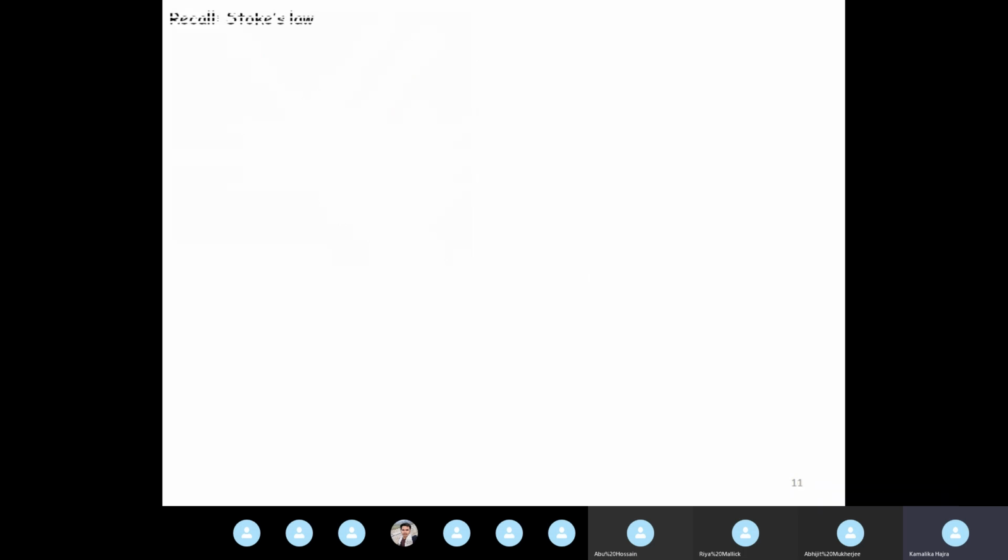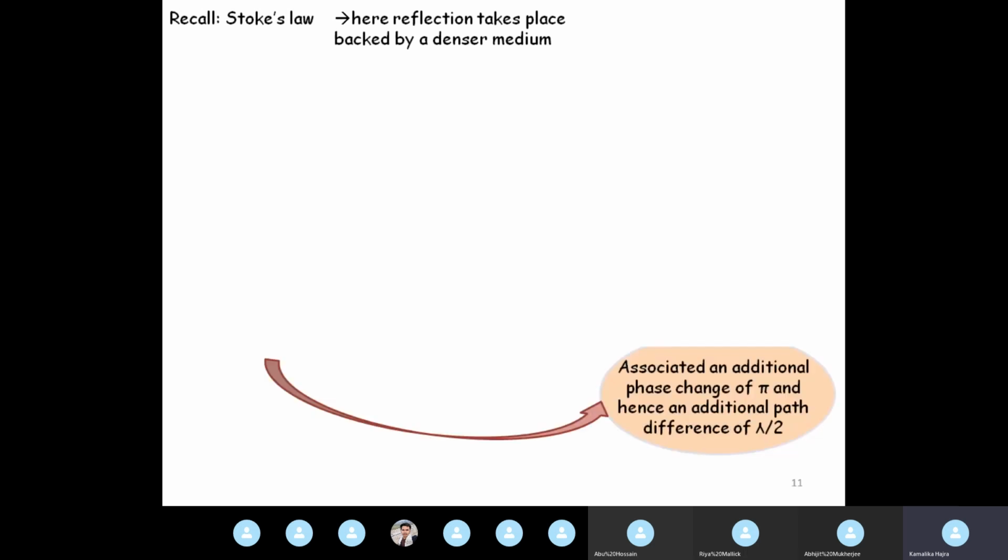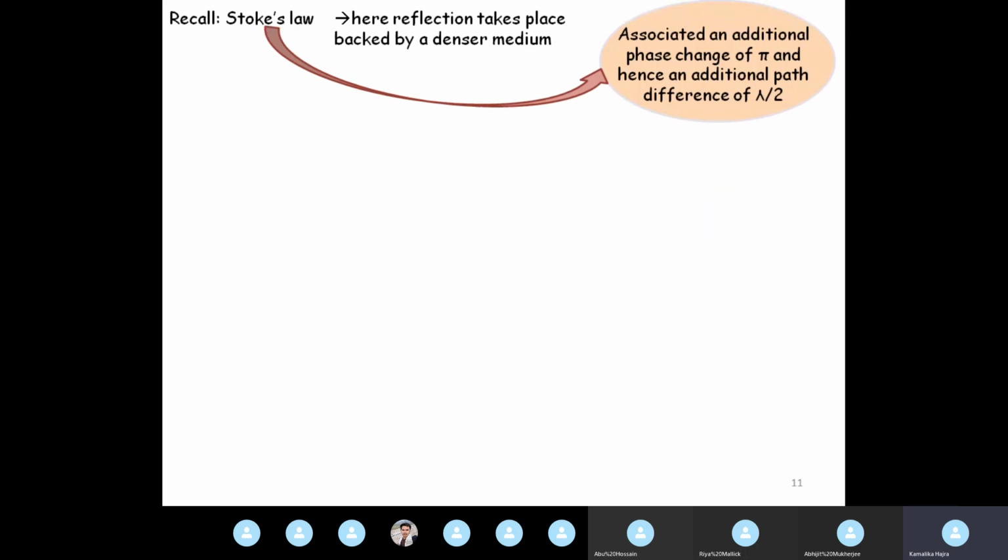Okay. Now, at this point, we have to recall Stokes' law, because at the beginning of this discussion, remember I told you that we have to remember that the first reflected ray is reflected back by a denser medium, and therefore in the very beginning, a phase difference of pi is incorporated. So here reflection takes place backed by a denser medium. Therefore, there is an associated additional phase change of pi and therefore an additional path difference of lambda by 2.